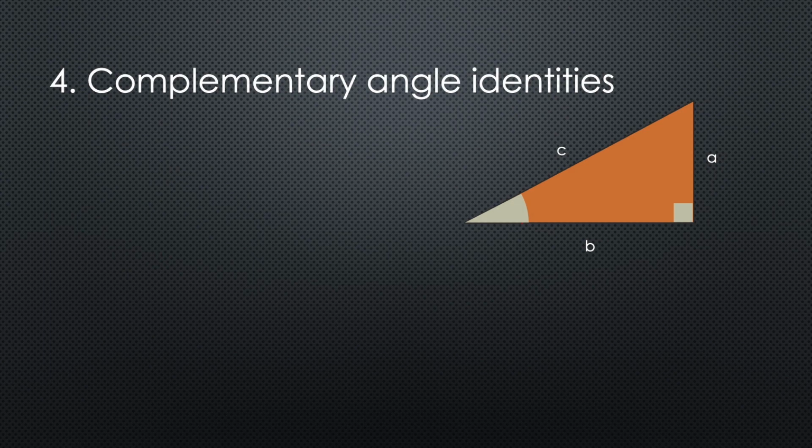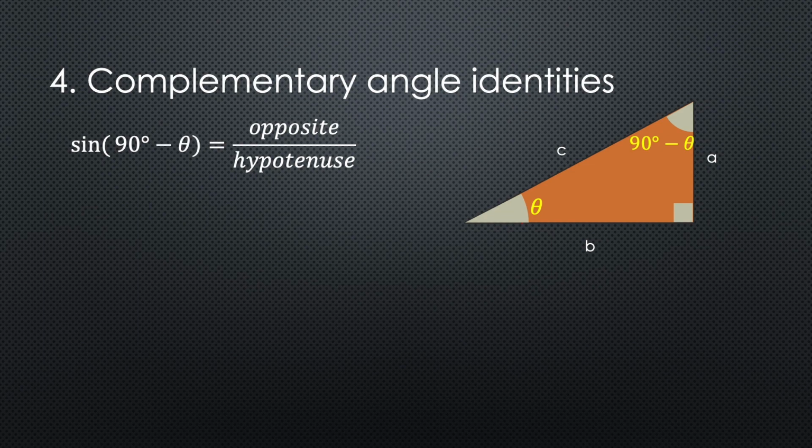Number 4 is complementary angle identities. If theta is one angle in a right triangle, another angle must be 90 degrees minus theta. These two angles are complementary to each other. Sine of 90 degrees minus theta is equal to opposite, which is B, over C. But cosine of theta is also equal to B over C. So sine of 90 degrees minus theta equals cosine of theta.